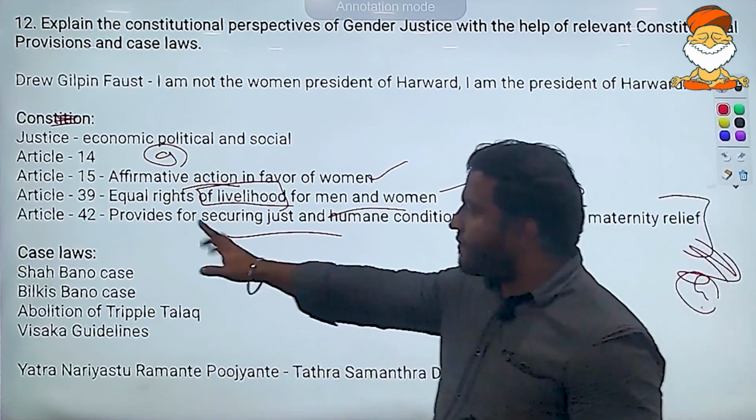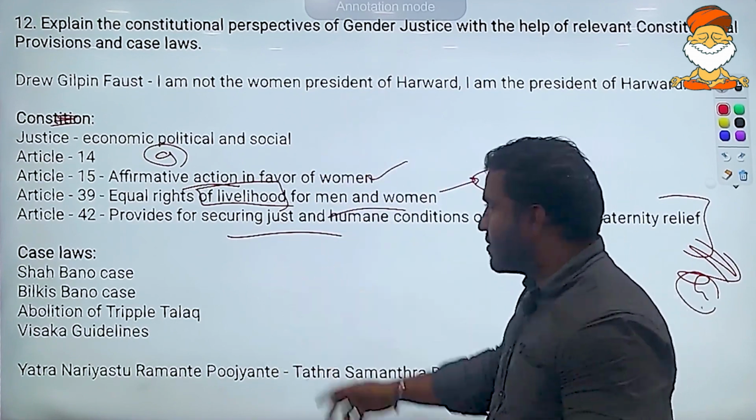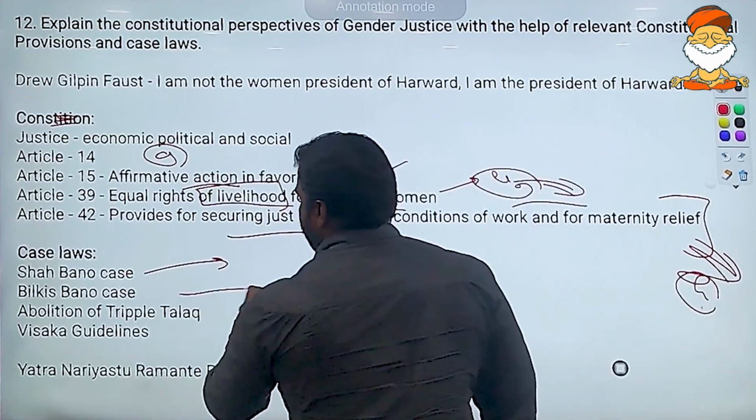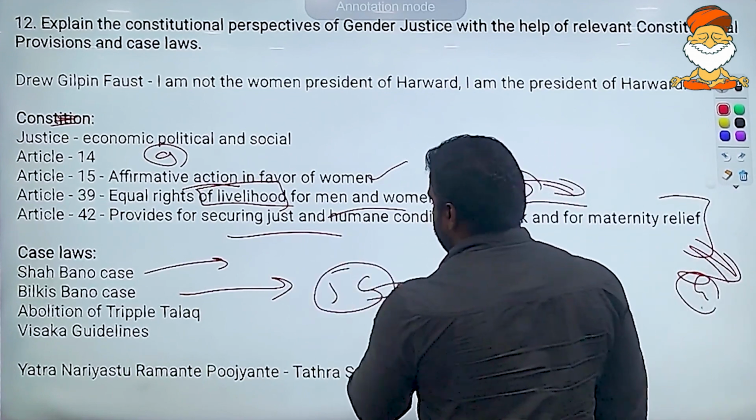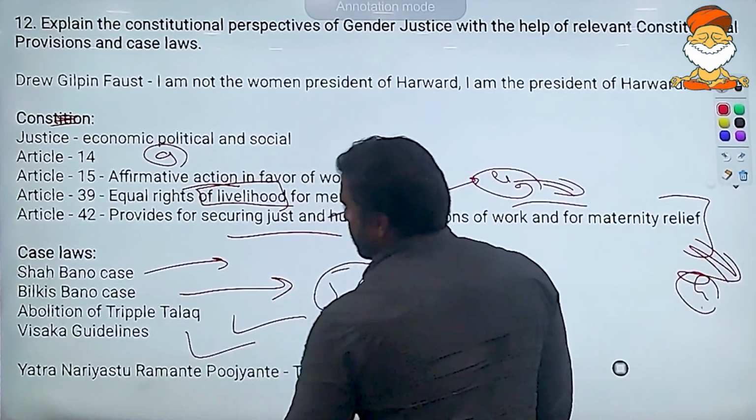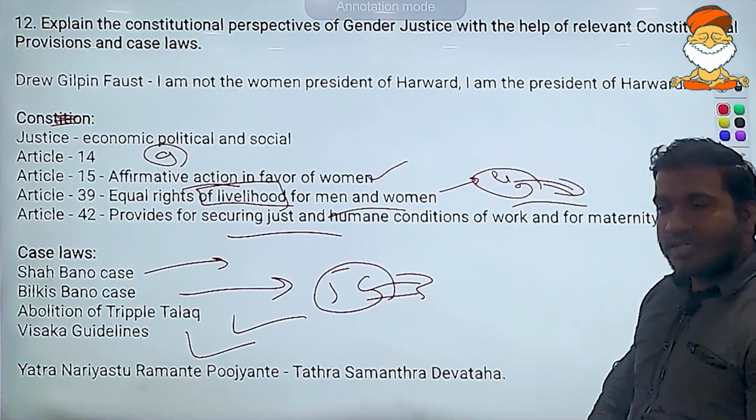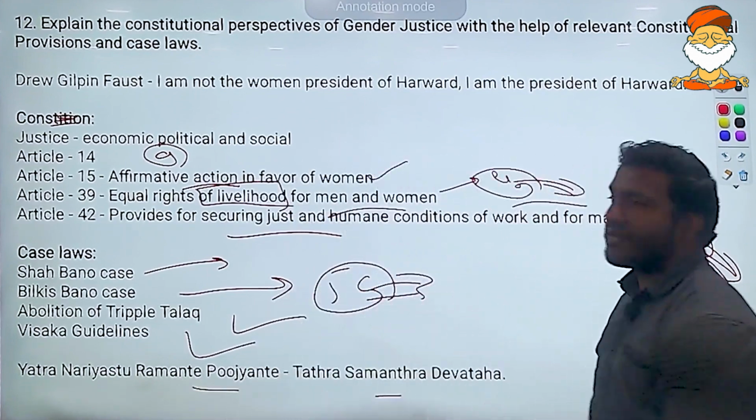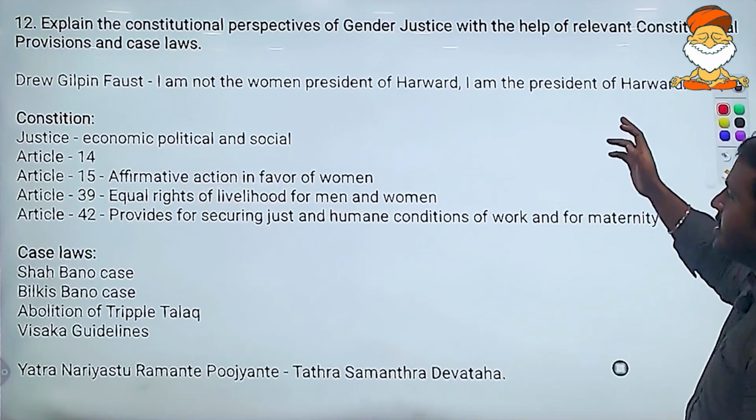Then coming to case laws, friends, various case laws have come for gender justice. Like Shah Bano case, allowances for a woman after divorce, or Bilkis Bano, the recent case last year or the year before, 5 crores of compensation, the highest compensation given. Then abolition of triple talaq, Vishaka guidelines, all these cases you will already write. I did not explain them. So I think a very simple and easy question. And lastly, yatra naryastu pujyante ramante tatra devataha. So that is one quote with which we can conclude. Wherever women are worshipped, there lies the god.